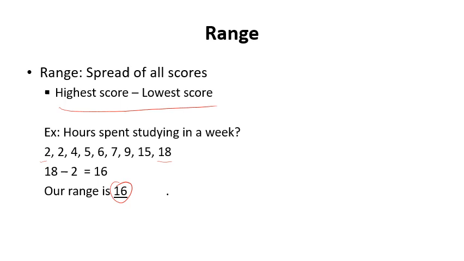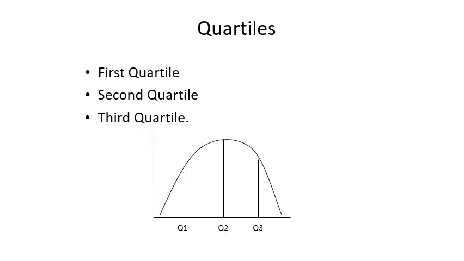Range is easy. The next thing we'll talk about is a little bit more complicated, because with range, you just take the highest minus the lowest. Now we're going to start talking about something else, which is called quartiles. Quartiles are things that split distributions, and they split distributions into equal quantities. Another way to put it is the 25th percentile is the first quartile, the 50th percentile is the second quartile, and the 75th percentile is the third quartile.